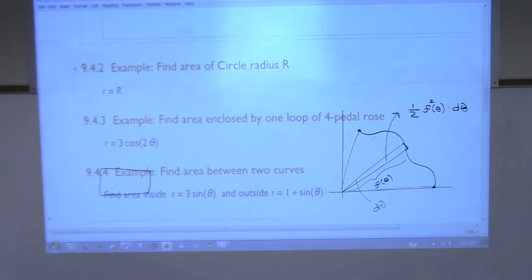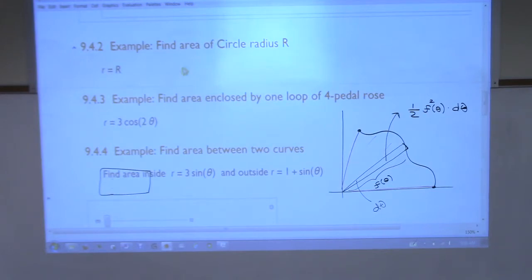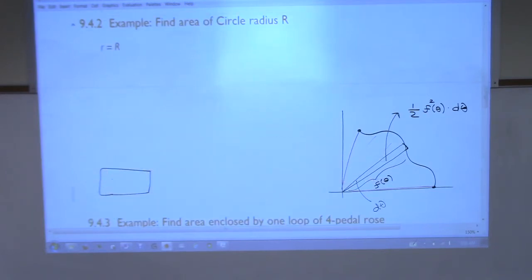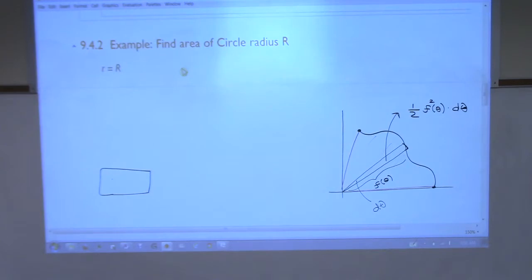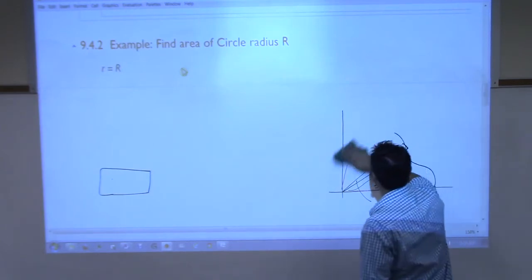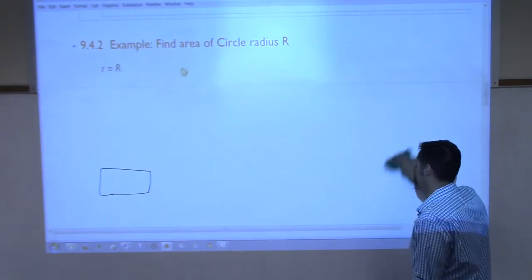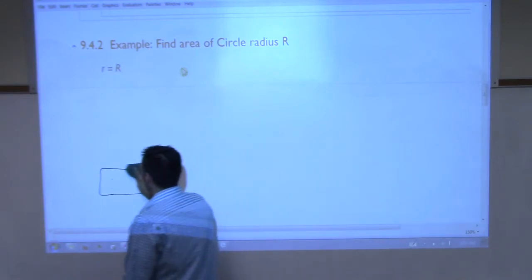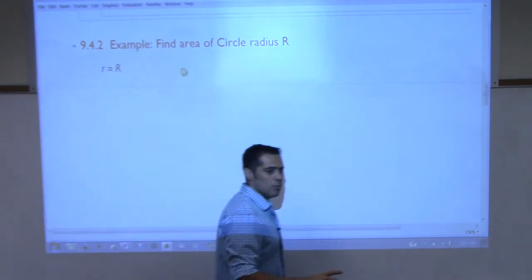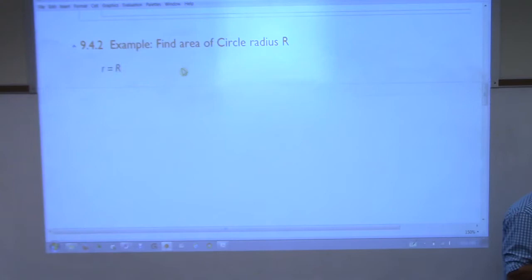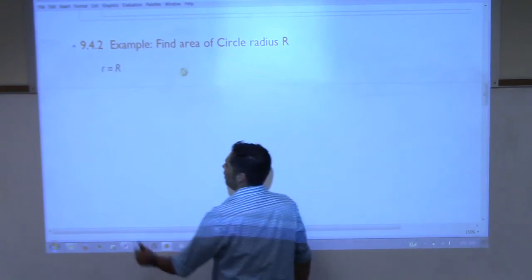So let's do our first example. Find the area of a circle of radius r. This is the third time I'm going to have proved this formula to you. We did it in Cartesian. It was quite a bit of work. We did it in parametric. It was really pretty clean. And in polar, it's almost a joke. All right? So what is the area?